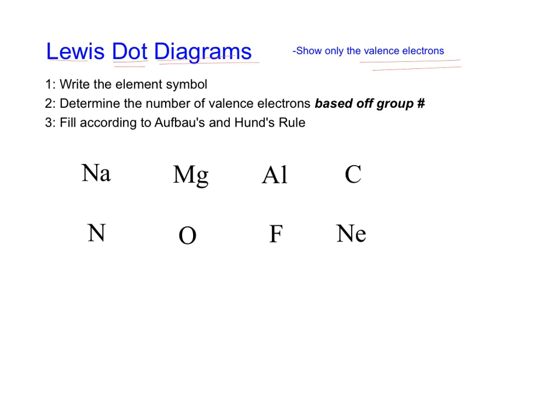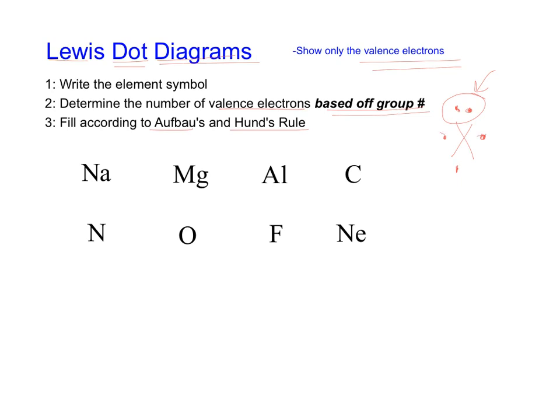You write the element symbol, you determine the number of valence electrons based off your periodic table group number, and then you fill according to Aufbau and Hund's rule. So, throwback to Aufbau. He's the one that said you have to fill the lowest energy level, lowest sublevel before moving on. What that translates to Lewis dot diagrams is that your first 2 valence electrons have to go on top first. And then Hund's rule was if you were in equal energy level, sublevel, electrons would want to space out before having to double up.